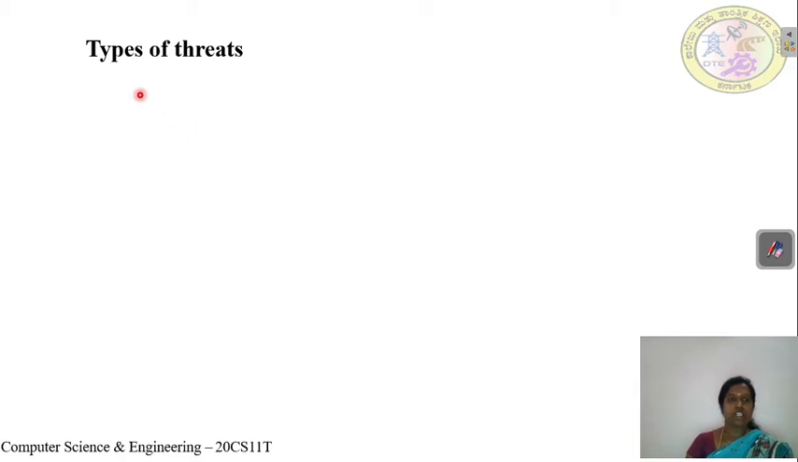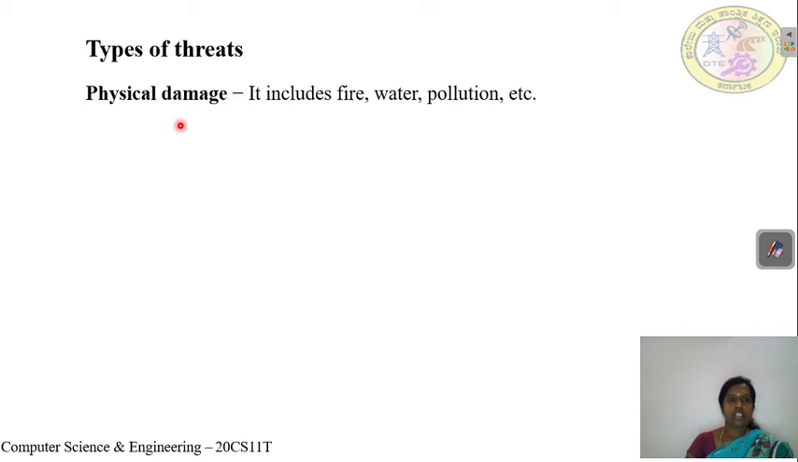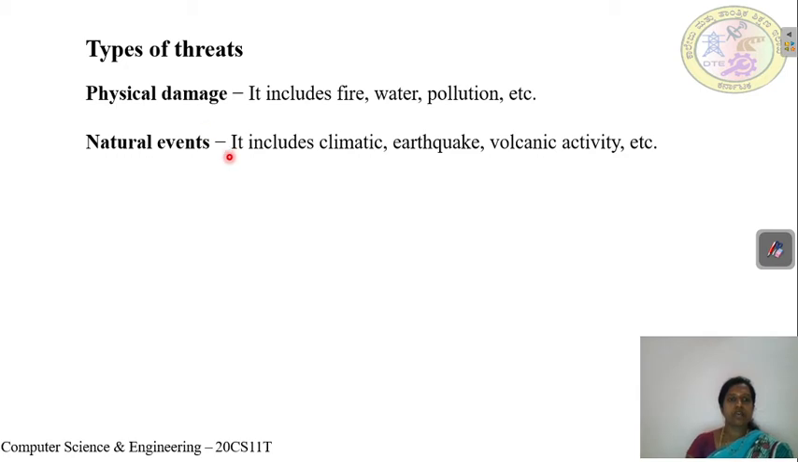Next, we move on to the types of threats. First one, physical damage. It includes fire, water or pollution. If this type of event occurs, it has an adverse effect on the physical condition of the computer. Next, some natural events also have an adverse effect on the computer. That is climatic events, earthquakes and volcanic activities.